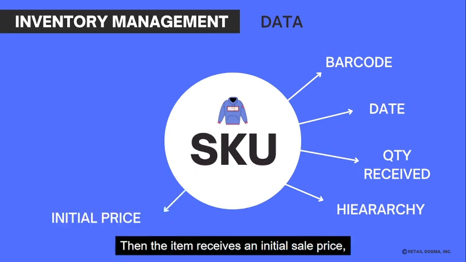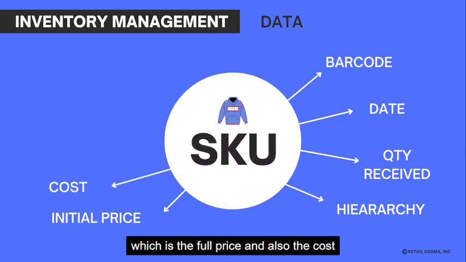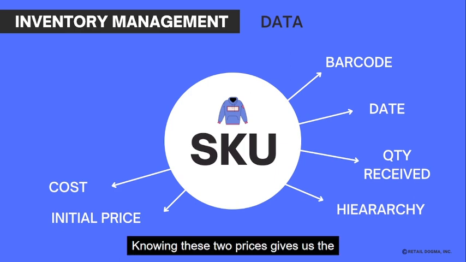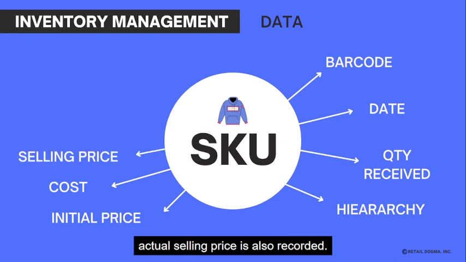Then the item receives an initial sale price, which is the full price, and also the cost price. We explained this in detail in the pricing course. Knowing these two prices gives us the intake margin of this item. And then, every time this item gets sold at the store, the actual selling price is also recorded, because this could differ from the initial price.